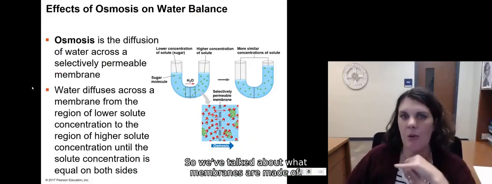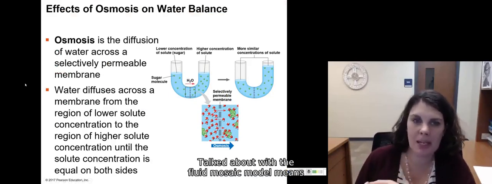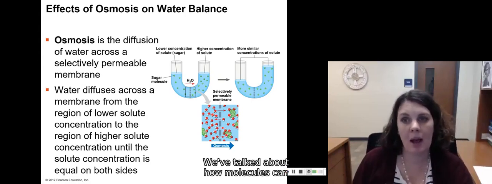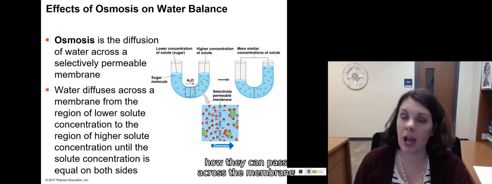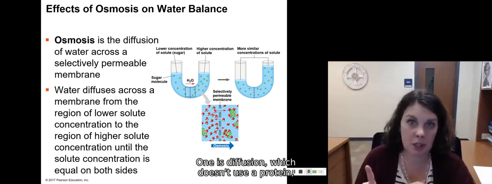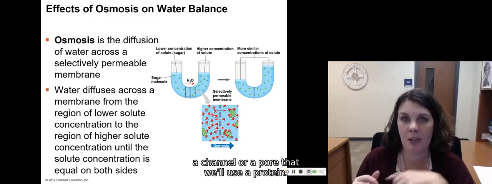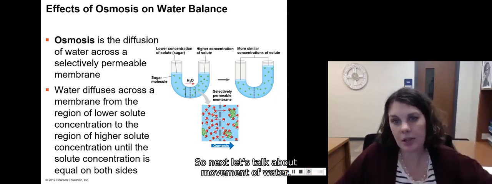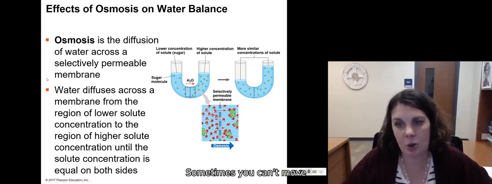Okay, welcome back. So we've talked about what membranes are made of. We've talked about what the fluid mosaic model means. We've talked about what it means to be selectively permeable. We've talked about how molecules can pass without using any energy, how they can pass across the membrane in two different ways. One is diffusion, which doesn't use a protein, and one is through a channel or a pore that will use a protein. So next, let's talk about movement of water.